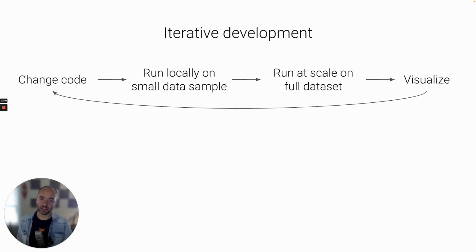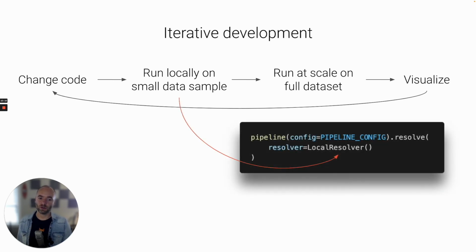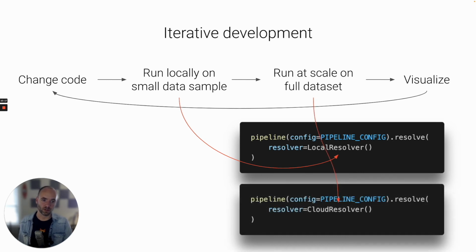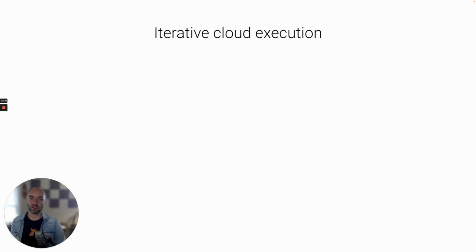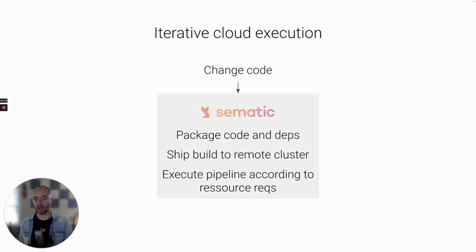Now, Sematic lets you do this by using the local resolver to execute your pipeline locally, then executing at scale by using the cloud resolver. You can also have an iterative development while running in the cloud. You can change code locally, then submit your job. Sematic will take care of packaging your code and dependencies, shipping your build to the remote cluster, executing your pipeline according to the resource requirements you've specified in the code, and then you can visualize and keep iterating as such.